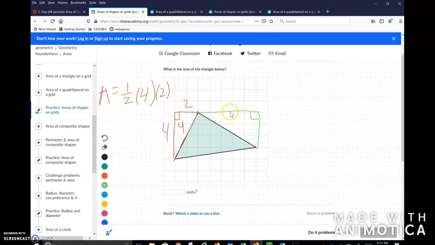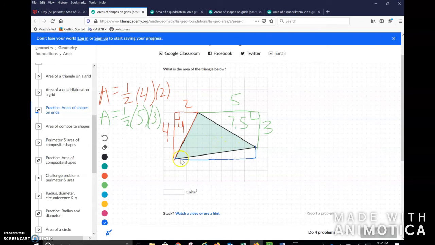So 1, 2, 3, 4, 5, that's the base. And then 1, 2, 3, this is the height. So again, this time it will be area equals 1/2 times 5 times 3. So 5 times 3 is 15, and half of 15 is 7.5. Let me make sure I counted right. 1, 2, 3, 4, 5, 1, 2, 3. Okay. And then the last triangle is this one here.